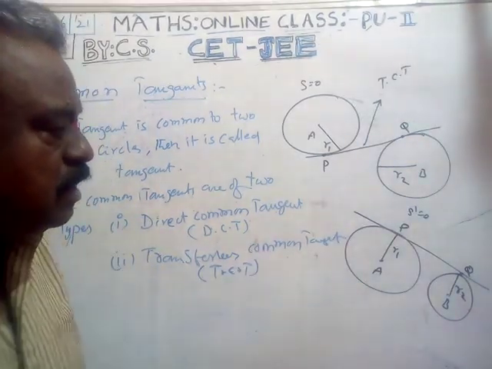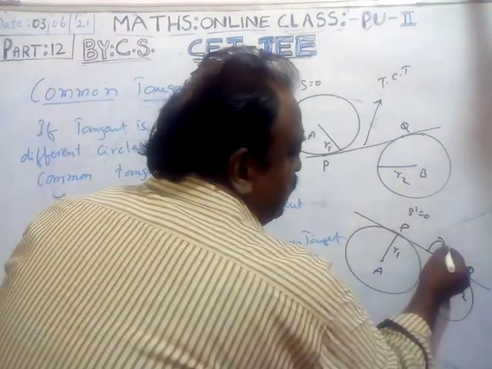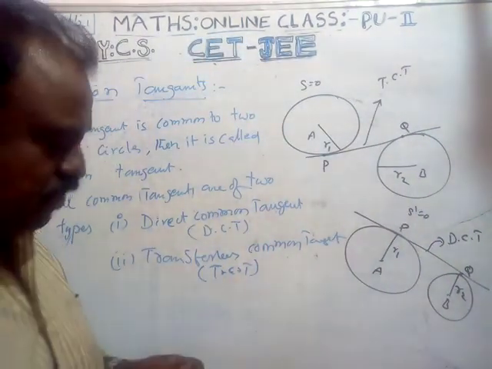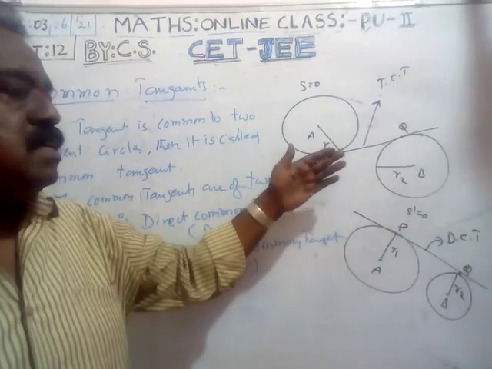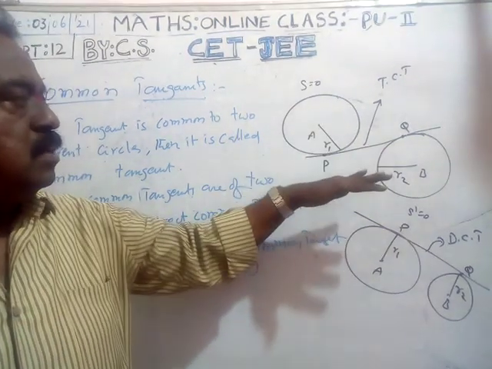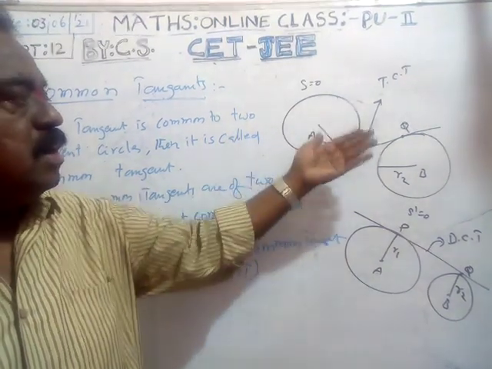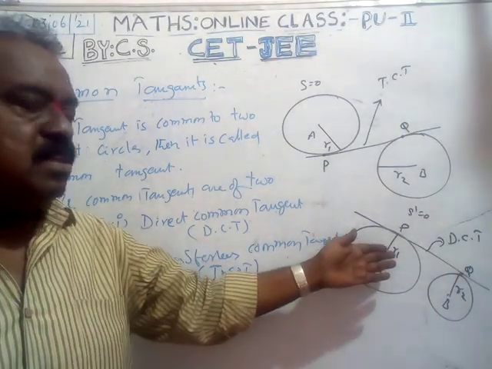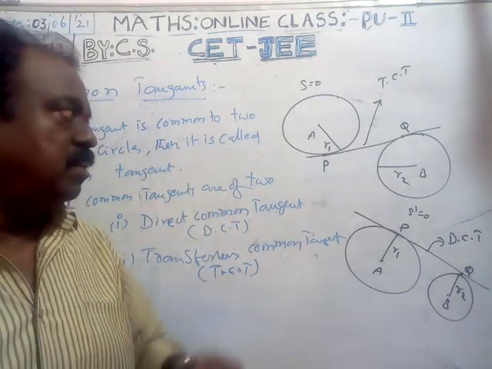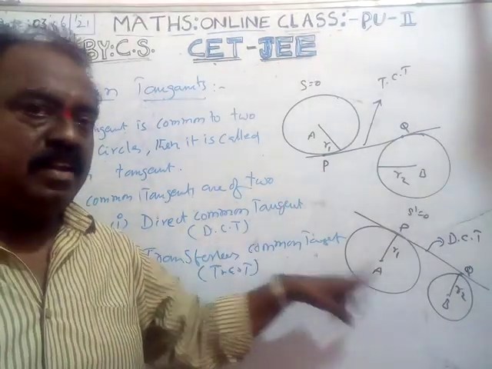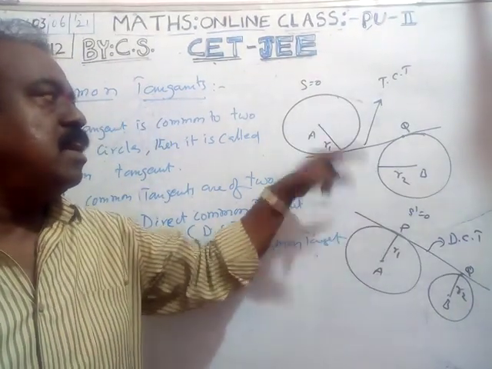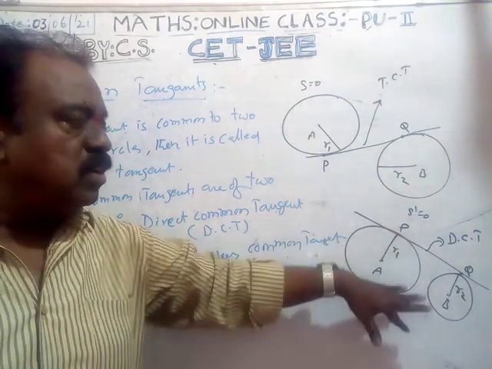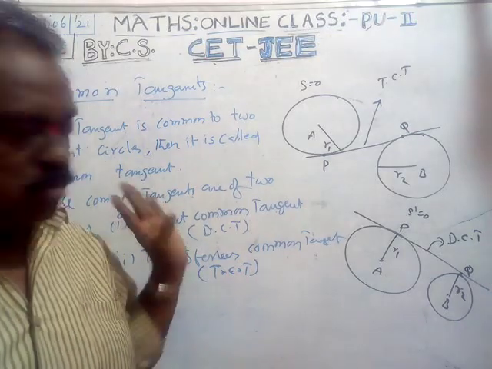Then it is called a DCT, a direct common tangent. It is called the TCT if the two circles are lying on either side of the common tangent. Whereas here it is a DCT. You remember it: TCT has the circles lying on both sides of the common tangent, and here they are on one side. Okay? Right.